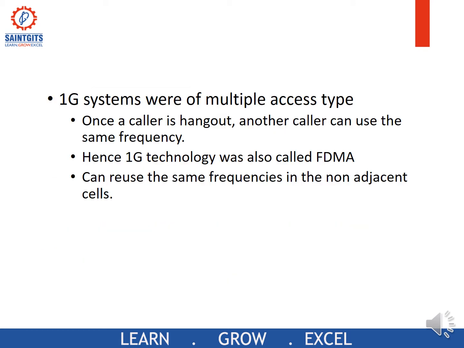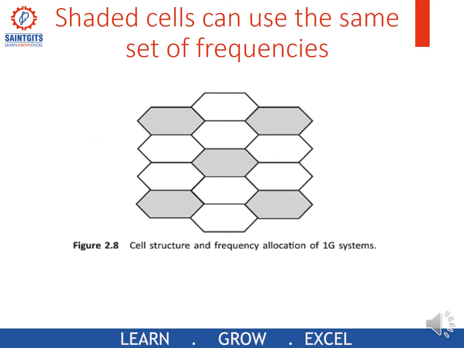One of the main advantages of the first generation system is that it supports FDMA. By using FDMA technology, a channel used by a caller can be allocated to another caller immediately after disconnecting the first call. Another advantage is that the same frequencies can be used in non-adjacent cells. As you can see in the figure, the gray cells use the same frequencies and are non-adjacent to one another.